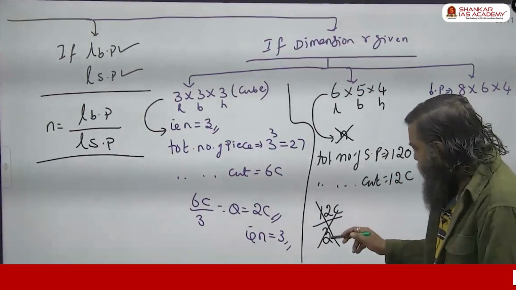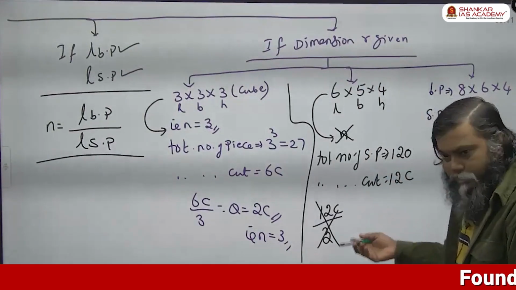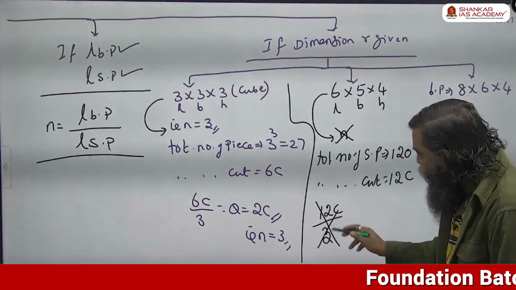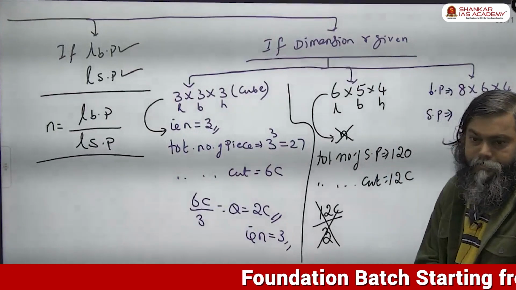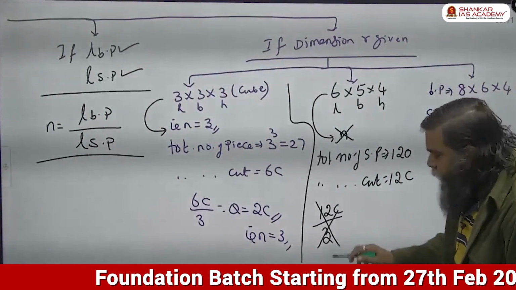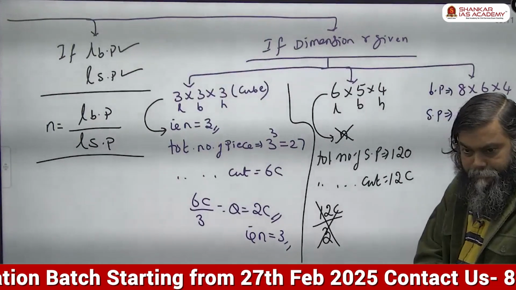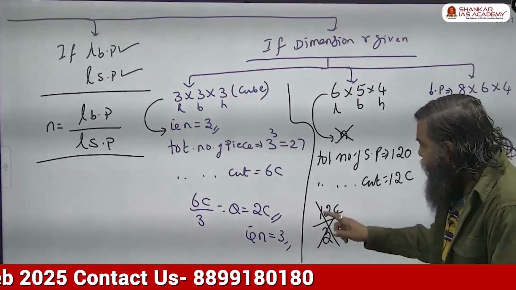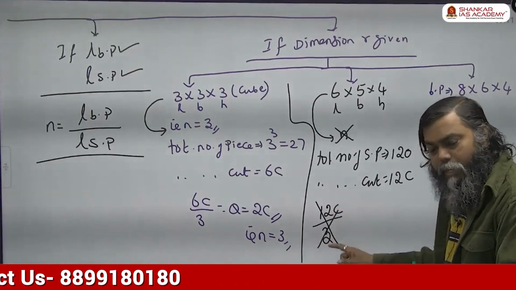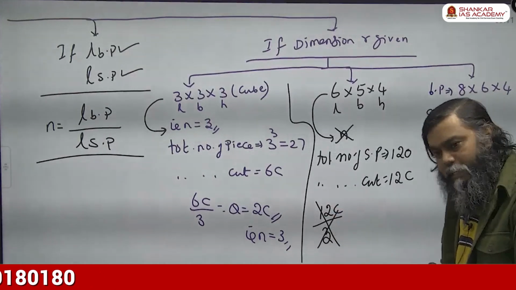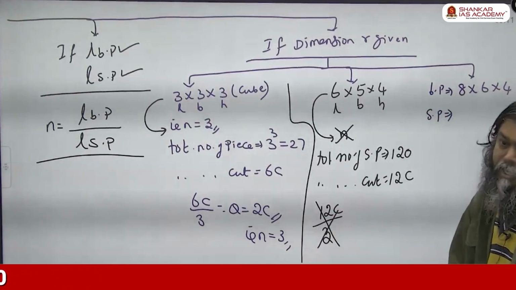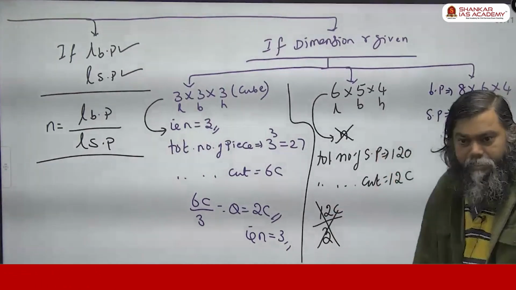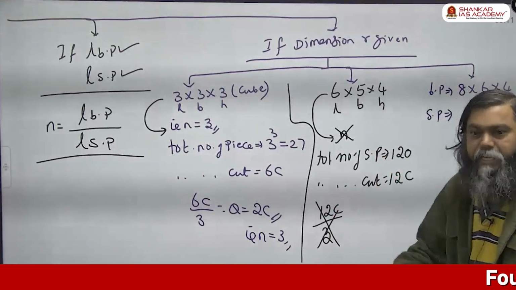I asked if it can be distributed equally. What is the meaning of 12 by 3? No, we are going to distribute the total 12 cuts equally among length, breadth, height. Then you can directly divide it by 3. Do you understand this? We cannot divide directly by 3, because we have to distribute unequally.